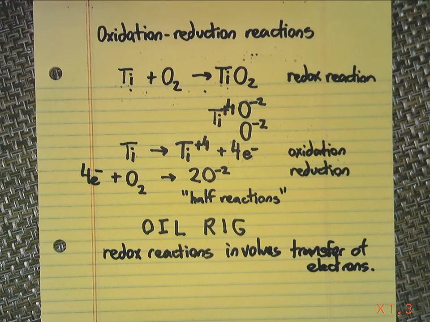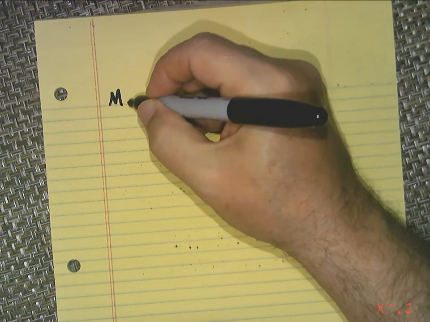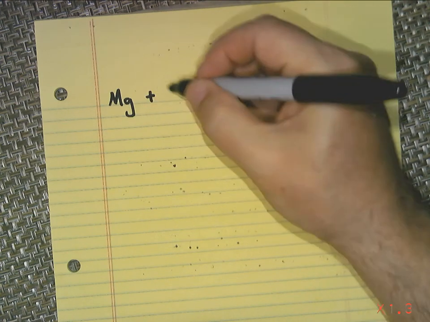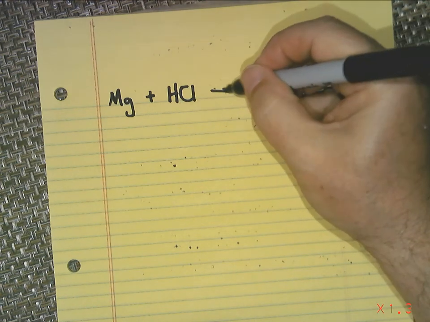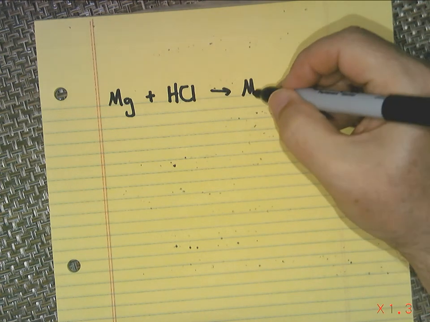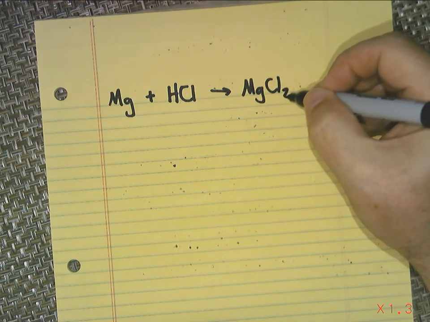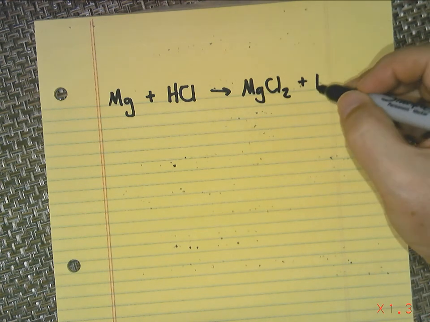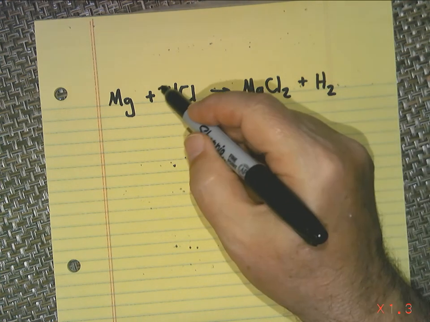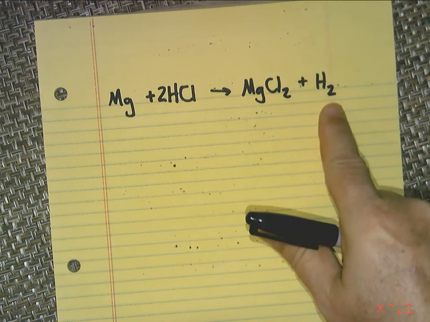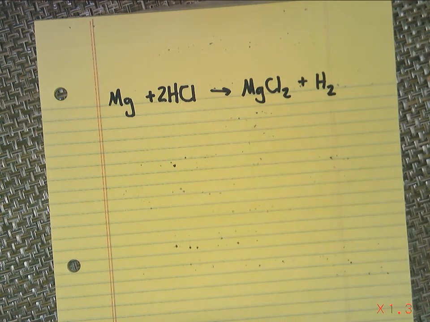Let's do another one like this. Suppose I've got magnesium metal and it reacts with hydrochloric acid, HCl. That is going to give magnesium chloride and hydrogen gas. Now let's balance this before we go any further. We need to put a 2 there so that we have the same number of hydrogens on both sides and the same number of chlorines on both sides.